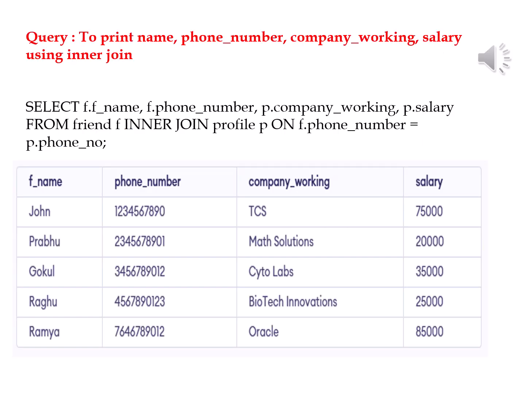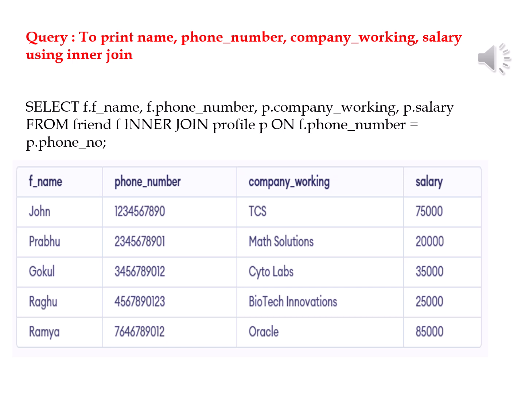Here the query is to print the name, phone number, company working and salary of all the persons from both the tables. Select f dot first name, comma f dot phone number, comma p dot company working, comma p dot salary. The company working and salary are from the profile table, and first name and phone number are from the friends table. We have used F as the alias name for friends and P as the alias name for the profile table.